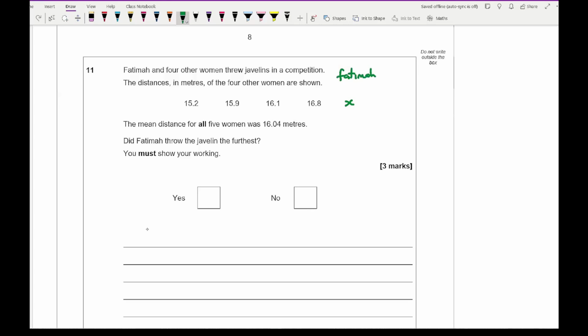Now to work out the average of those 5, I need to add those numbers up. So I've got 15.2 plus 15.9 plus 16.1 plus 16.8 plus x. I divide that by 5, and that tells me that the mean, which in this case is 16.04.